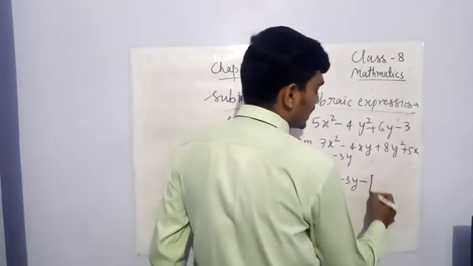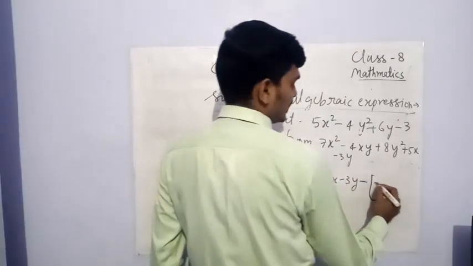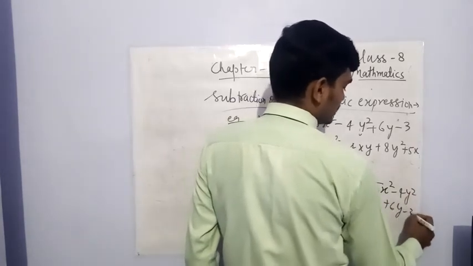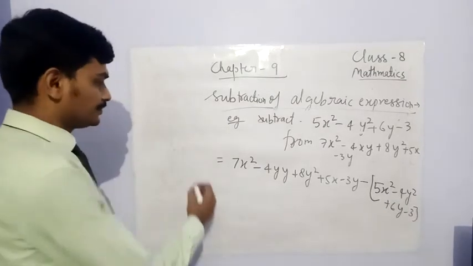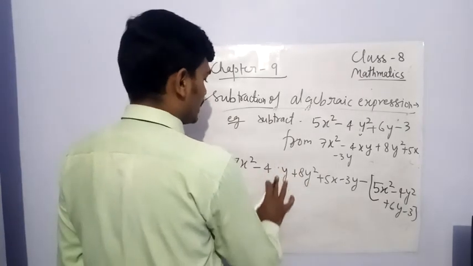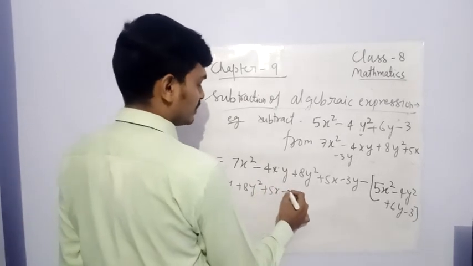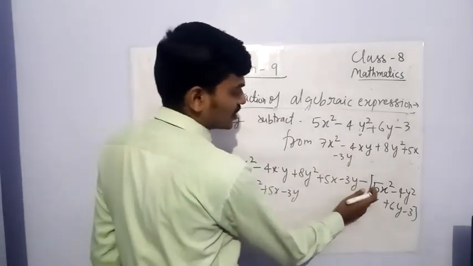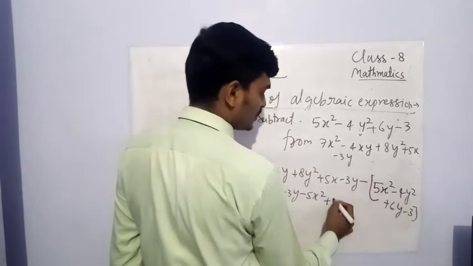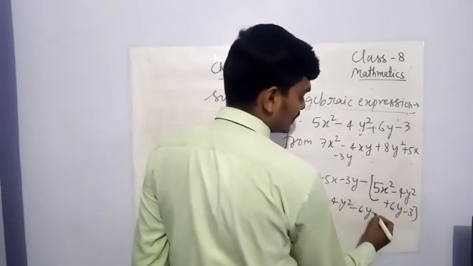Now take a bracket and write the whole expression in the bracket: 5x square minus 4y square plus 6y minus 3. Now open the bracket. 7x square minus 4xy plus 8y square plus 5x minus 3. Minus times plus is minus, minus times minus is plus, so plus 4y square, minus 6y, and minus into minus is plus.